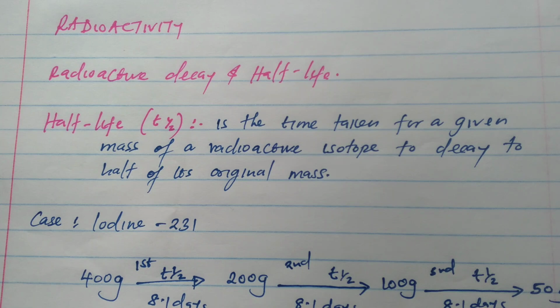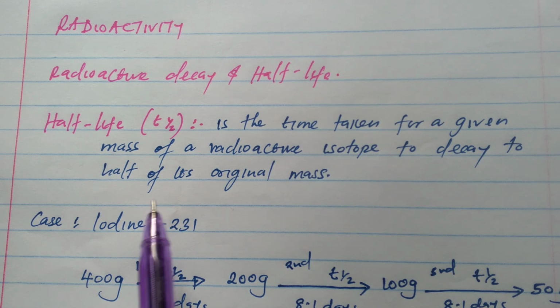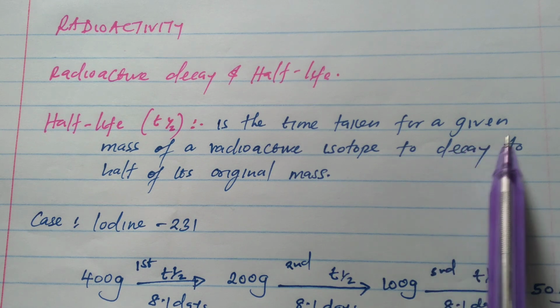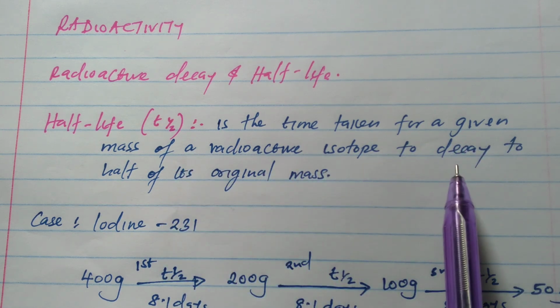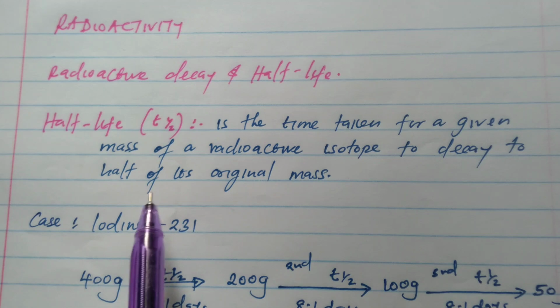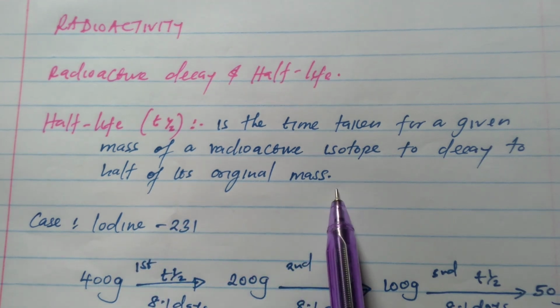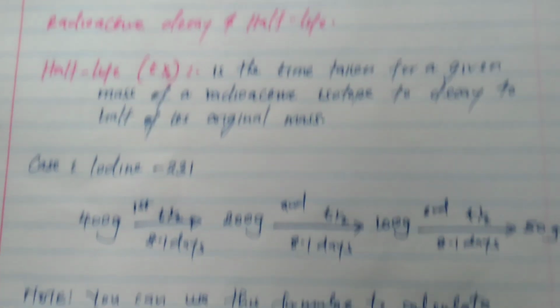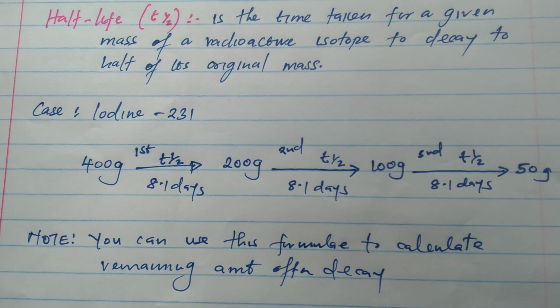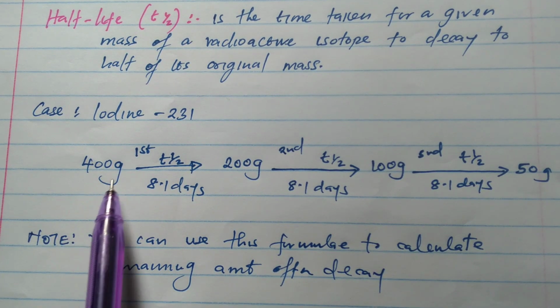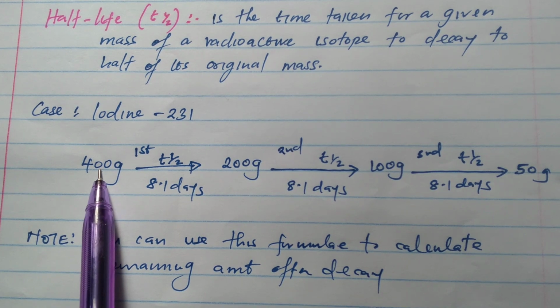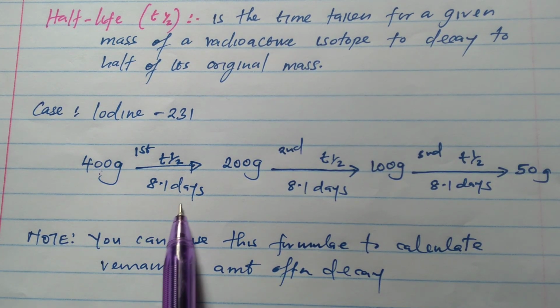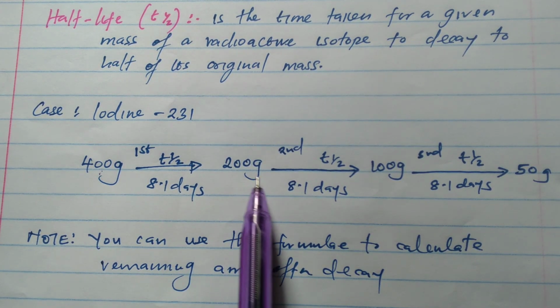So in today's video, we're going to look at radioactive decay and half-life as a subtopic, and we'll define what half-life is. Half-life is the time taken for a given mass of radioactive isotope to decay to half its original mass. In this case I'm going to use iodine-131, where the original mass was 400 grams, and in 8.1 days it went to 200 grams.